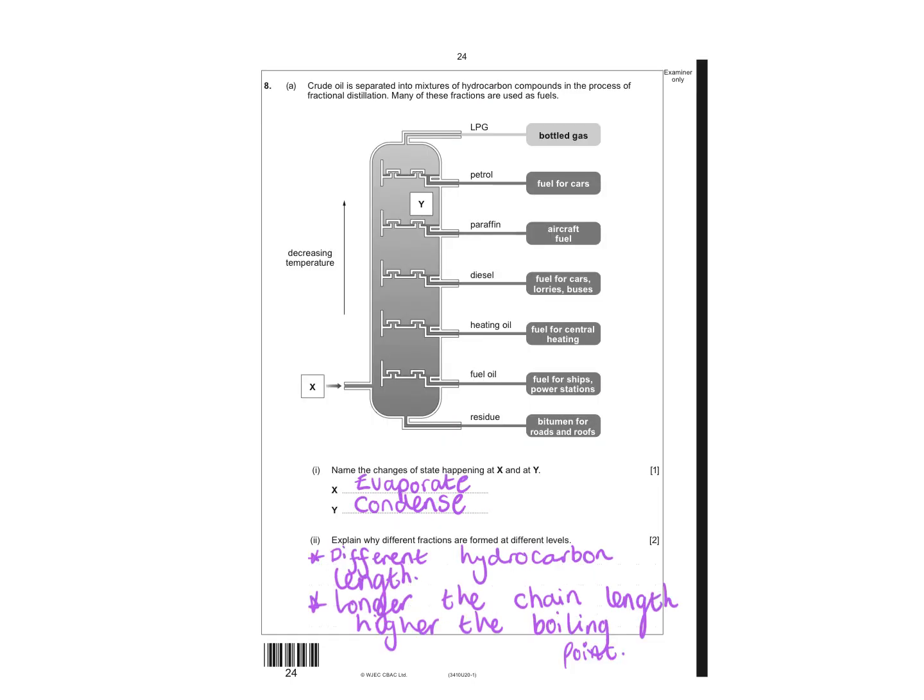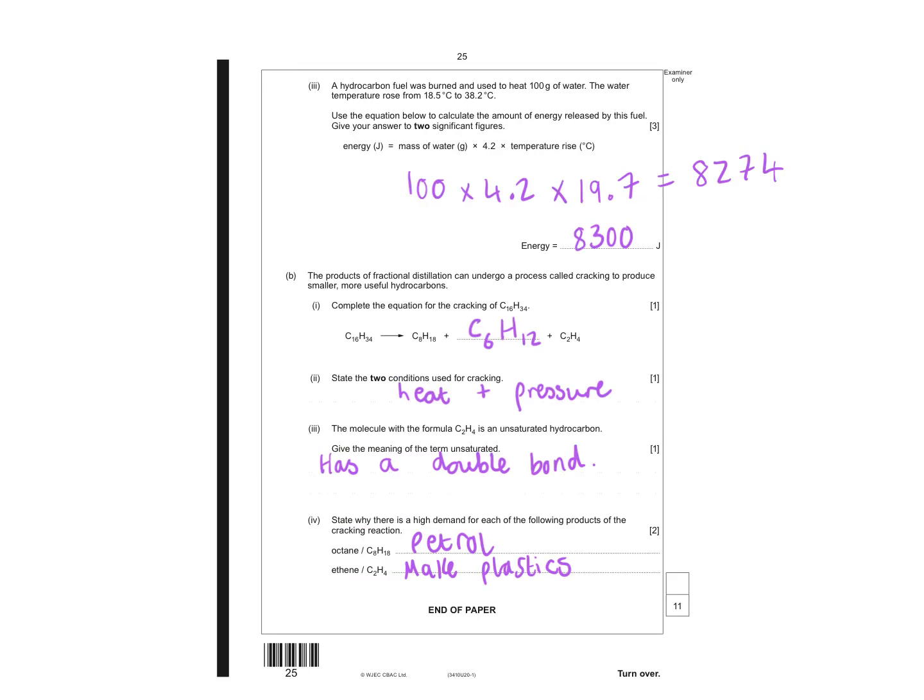Lovely fractional distillation diagram here. State the changes of state, so are you moving from a solid, a liquid or a gas, happening at X and Y. At X, you're going to evaporate, you're going to turn from a liquid into a gas, and then they condense when they reach their boiling points. Explain why each fraction is formed at different levels, different hydrocarbon lengths. The longer the chain, the higher the boiling point.